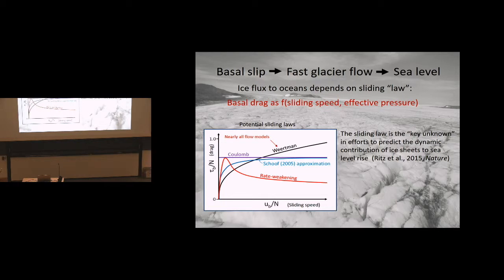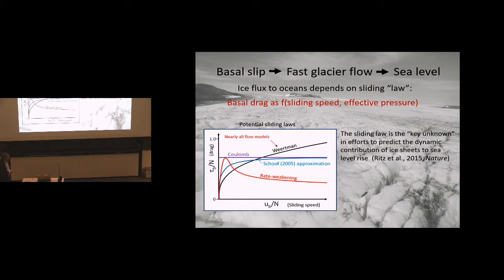But if you look at numerical models of big ice sheets or parts of big ice sheets, it's always, or almost always, a Weertman sliding relationship that's applied, such that the drag increases monotonically with sliding speed. And this is a convenient thing to apply because it ultimately means there's a stabilizing influence at the bed. The faster the ice is sliding, the more drag there is to resist that sliding.